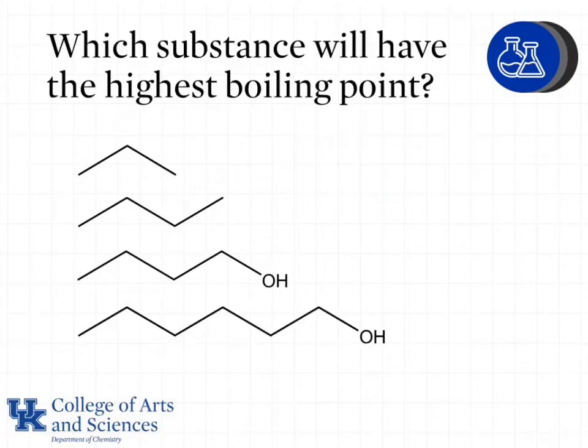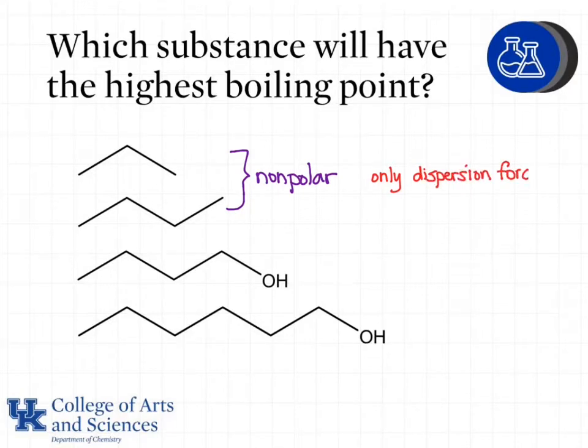Let's look at some molecules to compare and determine which has the highest boiling point. Note that we will not look at specific values, but we will just be able to compare what is higher and what is lower. Our first two molecules are alkanes, and as a result are nonpolar molecules, and they only have dispersion forces. Remember, dispersion forces are the weakest of the intermolecular forces.